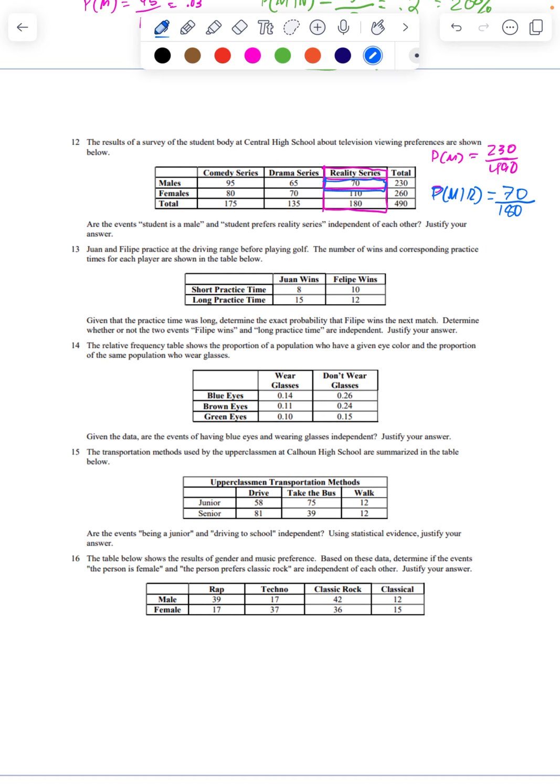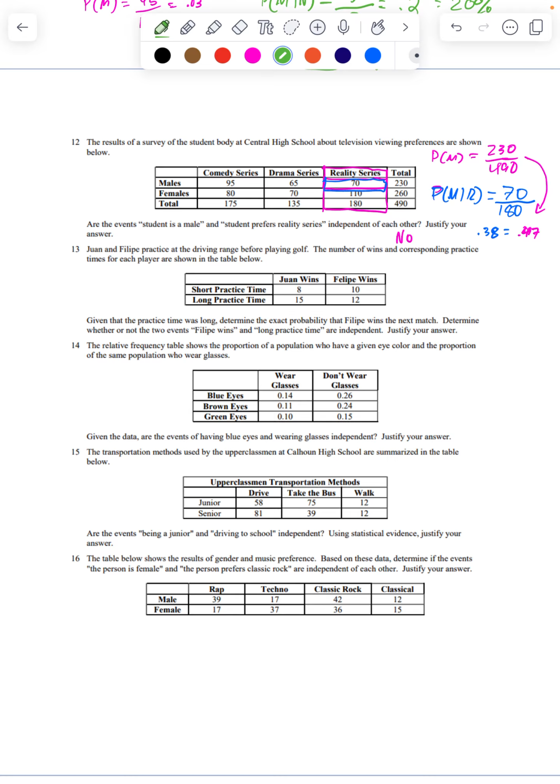Now let's calculate the probability here. So I got 0.38. Does that equal 230 over 490, which is 0.47? Well, no, they don't. So they're not independent. Okay? So that's how you do that kind of question.